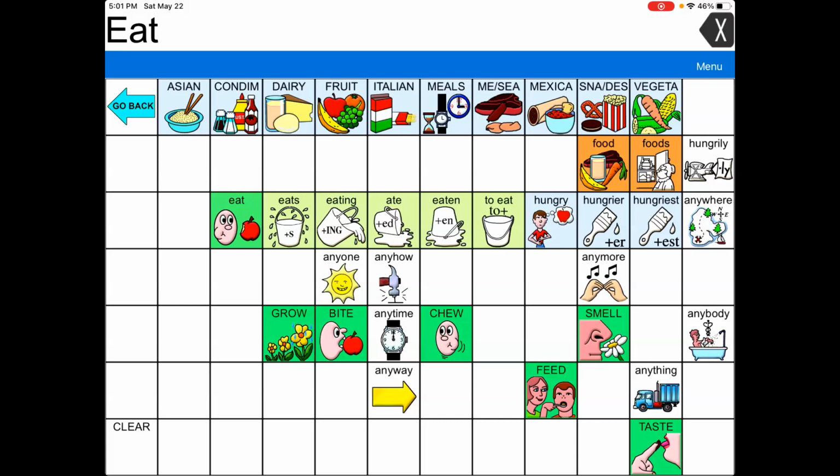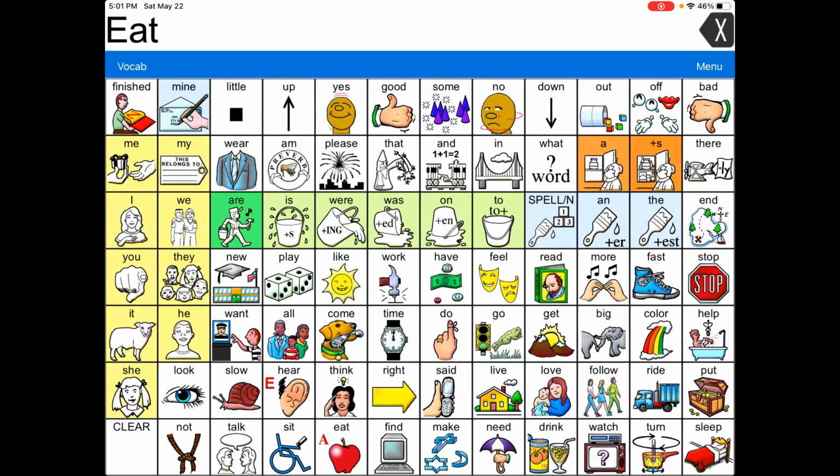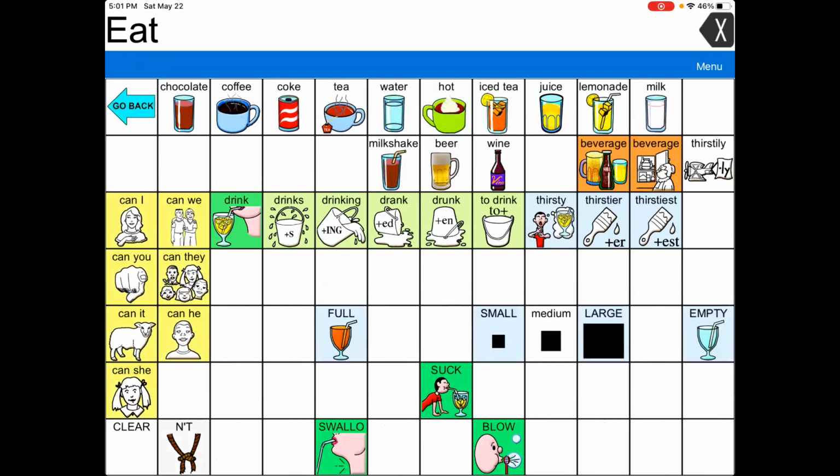Placement is really important in this second layer. Let's try another icon. Let's go across that bottom row from eat, keep going across till you see the drink. Let's pick drink. Here's our second layer, and you'll notice in that third row, the first green one is the verb, drink. Or you can go across and you can get drinks, drinking, drank, drunk, and to drink.